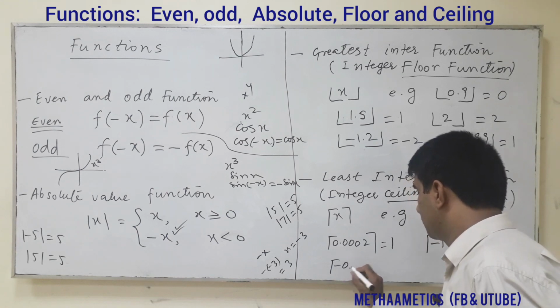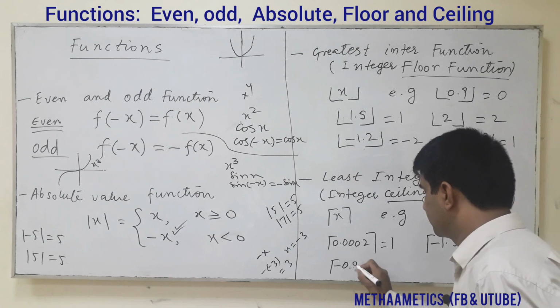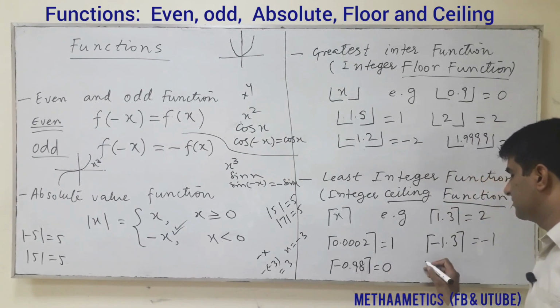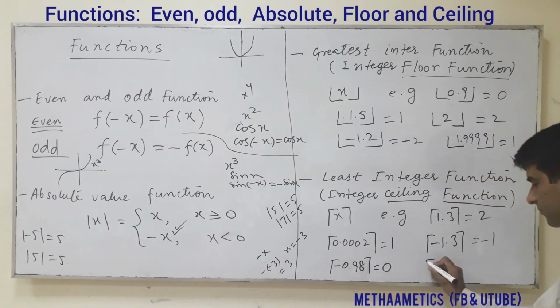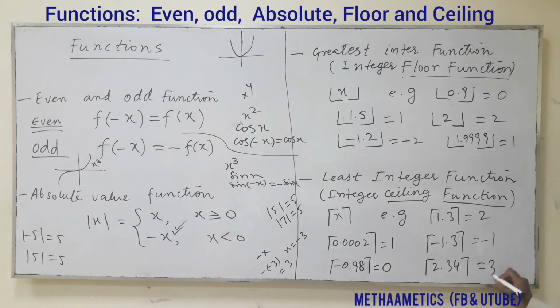For minus 0.0005, or minus 0.8, we get the greater integer, that's 0. 0 is greater than this. Again, another example, 2.34. For 2.34, we get 3, the greater value. Or if we put 5 here, we get the same value 5, because it's an integer itself.